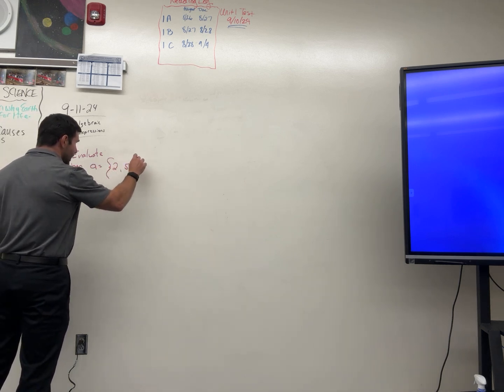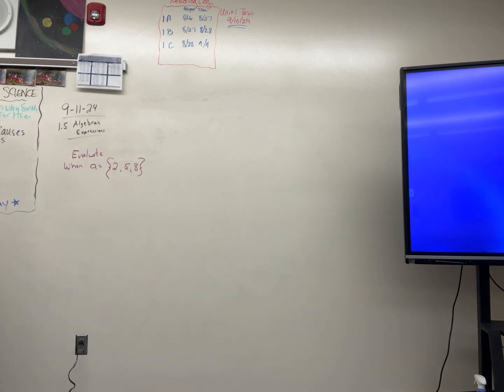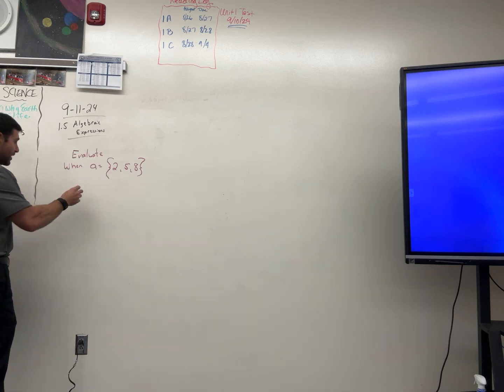2, 5, and 8. This is called a domain. A set of numbers that's taking the place of a variable is a domain. When we substitute numbers in, that's the domain. What you get is really called the range, but that's a little bit later on in algebra. So when we substitute numbers in, it's called the domain. So evaluate when A is 2, 5, and 8.